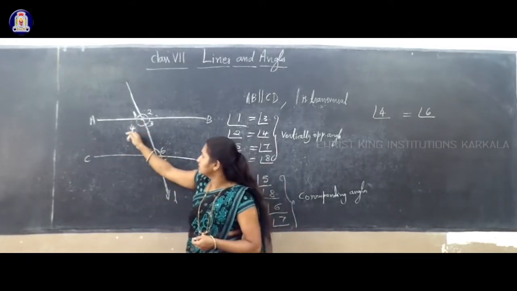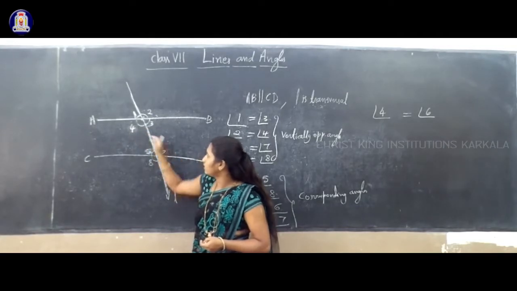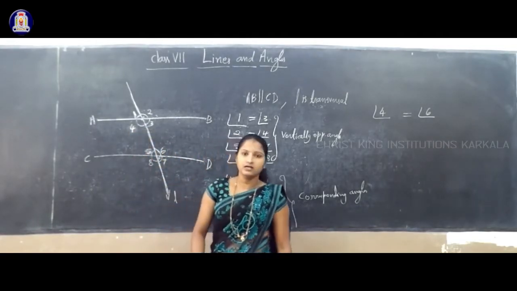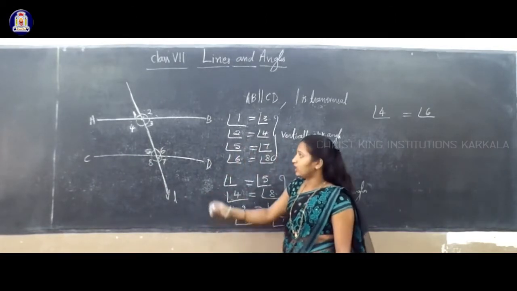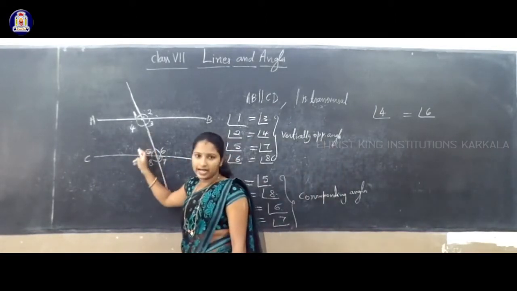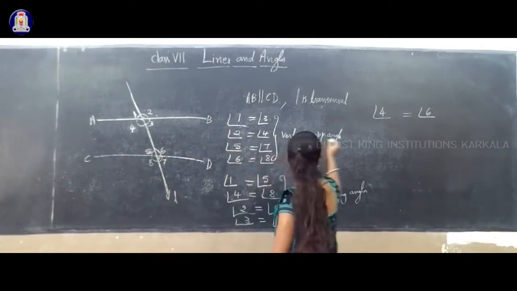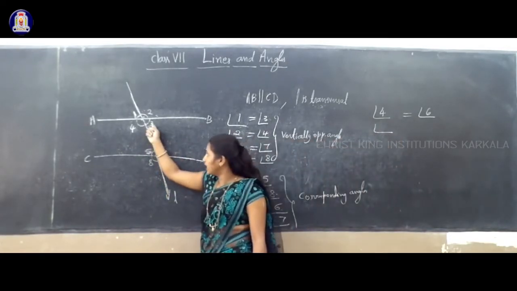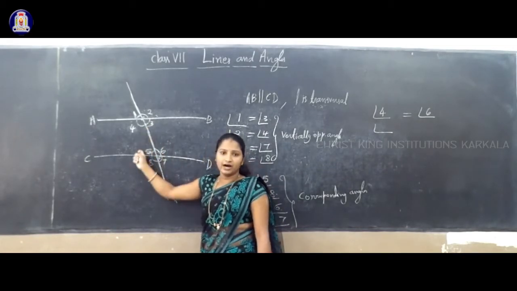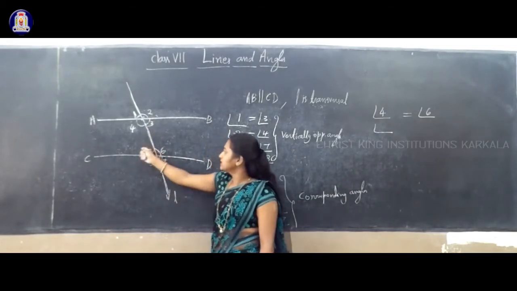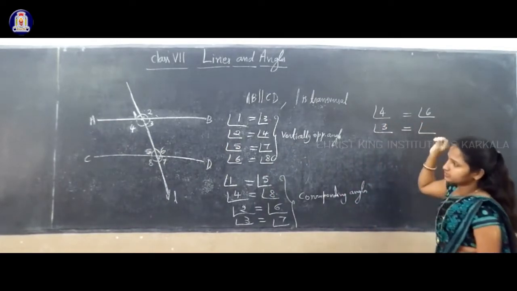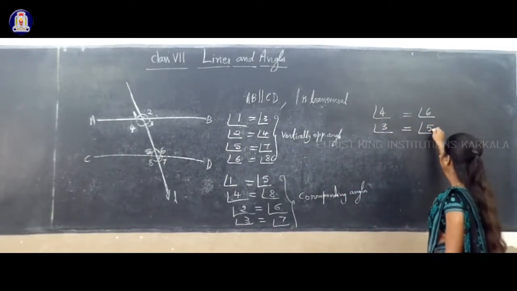So now we can see this is an alternate angle. Angle 3 and angle 5 are equal because they are also alternate interior angles. Clear? So angle 4 is equal to angle 6. Similarly, we can say that angle 3 and angle 5 are equal. These angles are also alternate interior angles. So angle 3 is equal to angle 5.